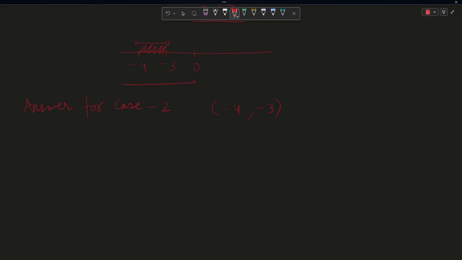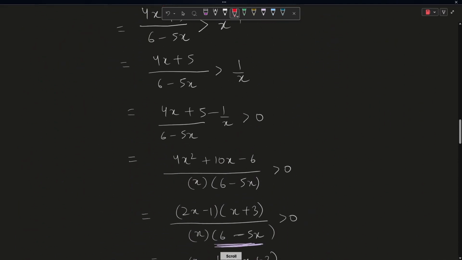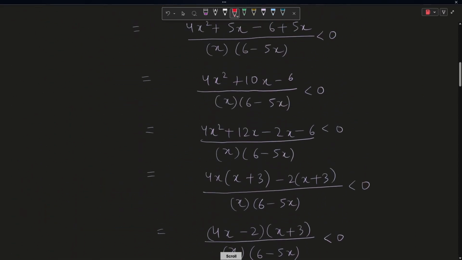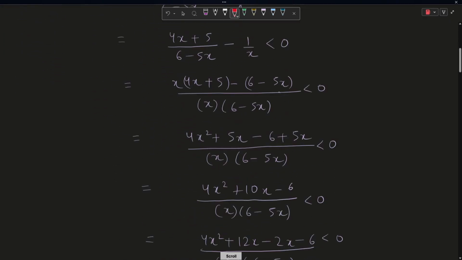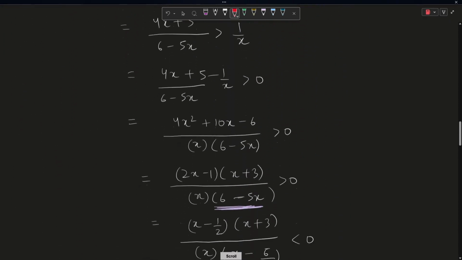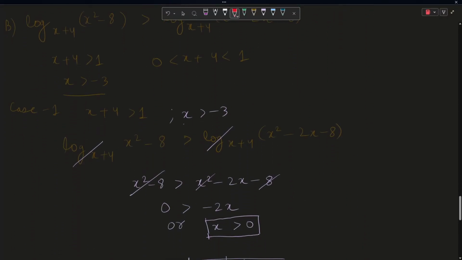Answer for case 2 will be minus 4 to minus 3. As we were not knowing the base initially, whether the base was greater than 1 or smaller than 1, we have taken all the conditions.